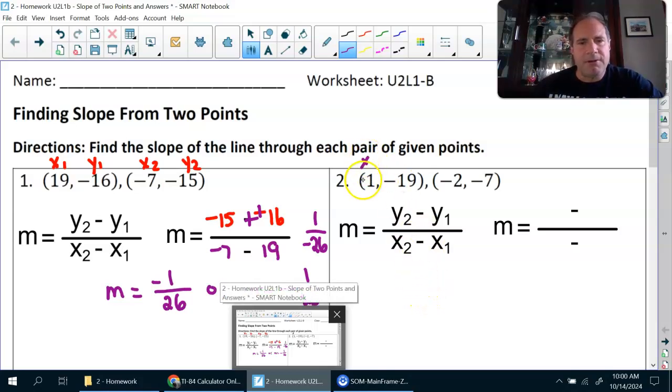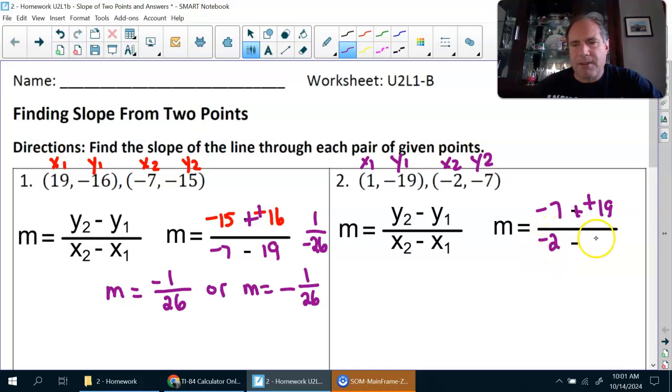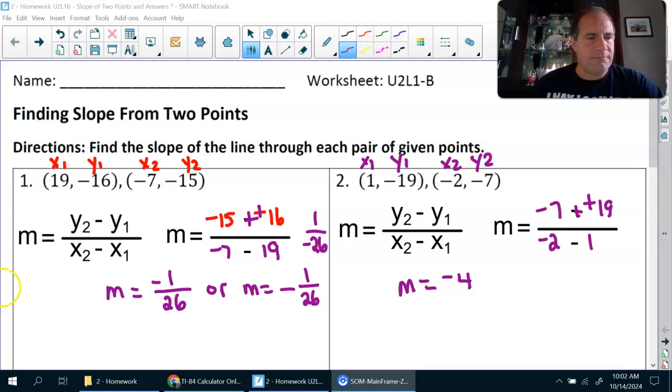All right, again, remember, you put x1, y1, x2, y2, and then you have y2, which is negative 7, y1, which is negative 19, and again, double negative immediately. I'm just going to make them a plus, and then negative 2 minus 1. Just remember, put it directly into the calculator. Negative 7 plus 19, negative 2 minus 1. You get m equals negative 4.